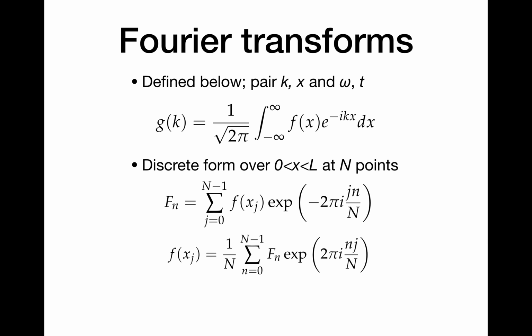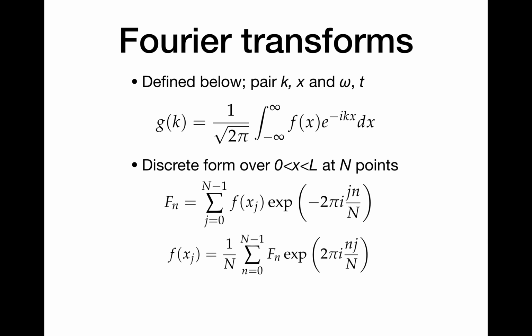Notice that we've got a normalizing factor at the front, 1 over root 2 pi. In some definitions you'll find that this is sometimes set to 1, with the inverse transform having a 1 over 2 pi, but that's just convention. That's the formal definition of the infinite domain.